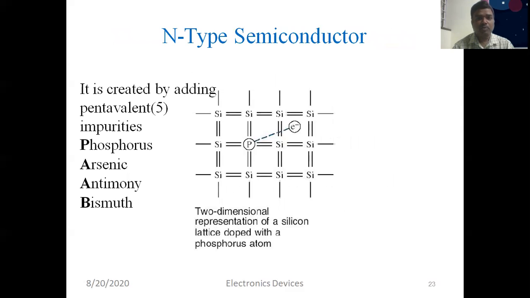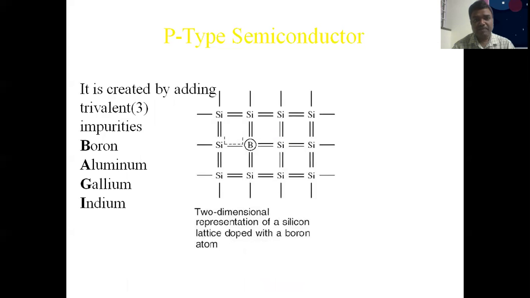To get an n-type semiconductor, we add pentavalent impurities. In shortcut, we call this PAAB, that is phosphorus, arsenic, antimony, bismuth. These are the elements. Any one of these elements added to the pure semiconductor gives us the n-type semiconductor.